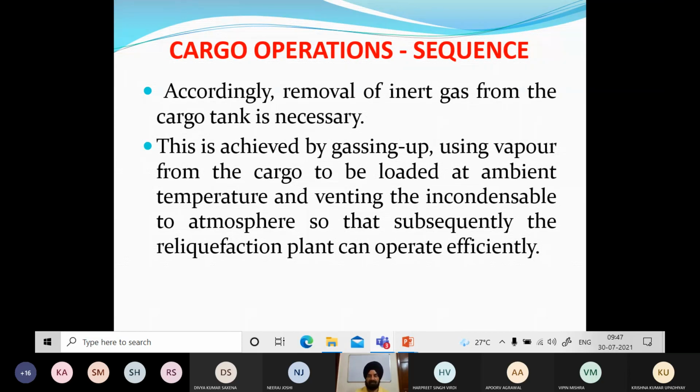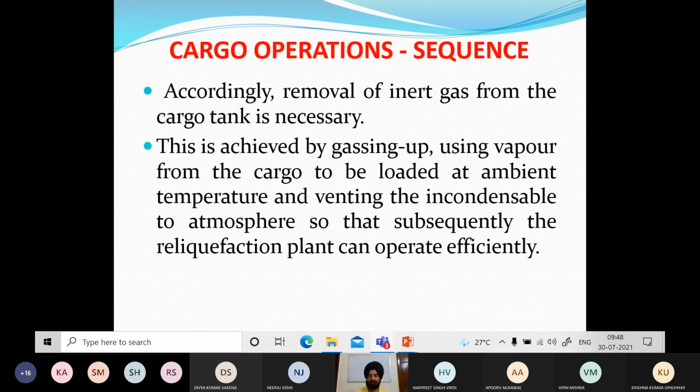So this is achieved by what we call gassing up. So sometimes you are asked the question, what is gassing up on a gas carrier? Gassing up is basically: you initially cleaned the tank, inspected it, cleaned everything, after that you dried it, and then inerted it. After inerting, we gas it up to remove this nitrogen and carbon dioxide which is there in the inert gas. Why? Because they cannot be condensed. And this is achieved by gassing up, using vapor from the cargo to be loaded at ambient temperature and venting these inert gases to the atmosphere.